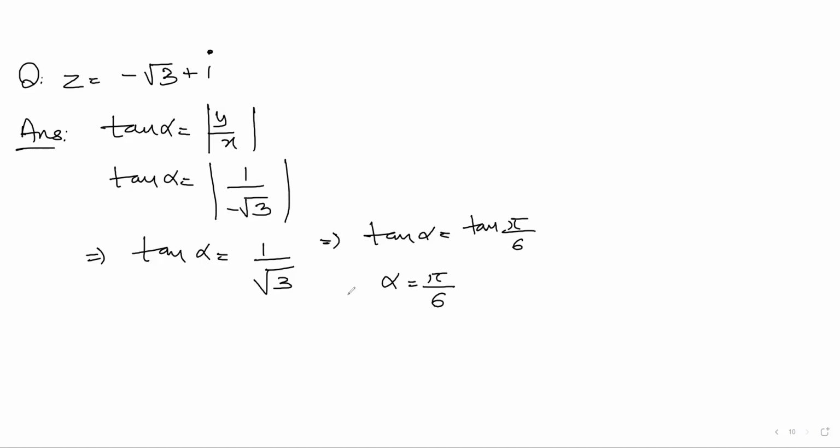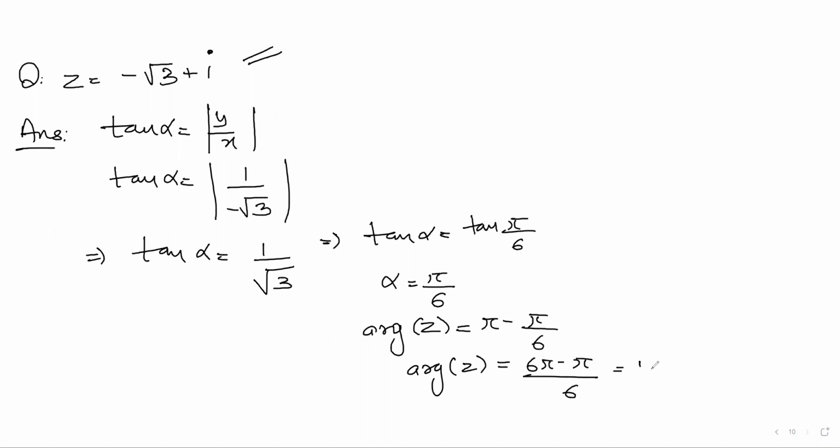Okay, now this line, which quadrant? Second quadrant. So in second quadrant, what is the argument of z? Pi minus alpha. Pi minus pi by 6. Okay, so argument of z is what? Take the LCM, 6 pi minus pi by 6. This will give you 5 pi by 6. Okay, so far, this clear? Yes, sir.